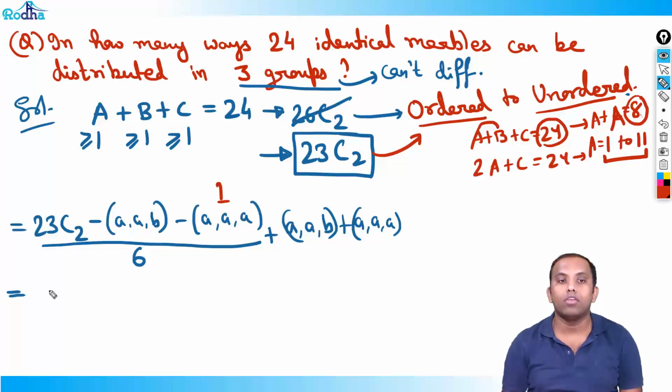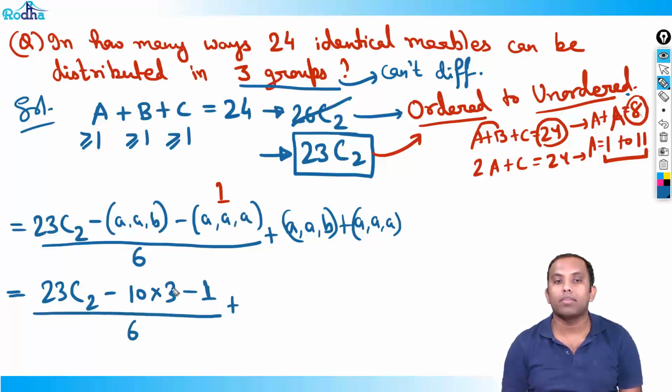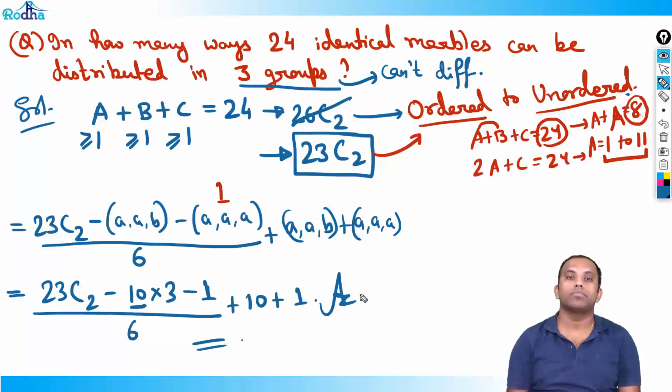10 values, right? So it should be 23C2 minus 10 into 3, since each AAB will have 3 solutions, minus 1, divided by 6, plus add back 10 solutions plus 1 solution. This is the answer for this question.